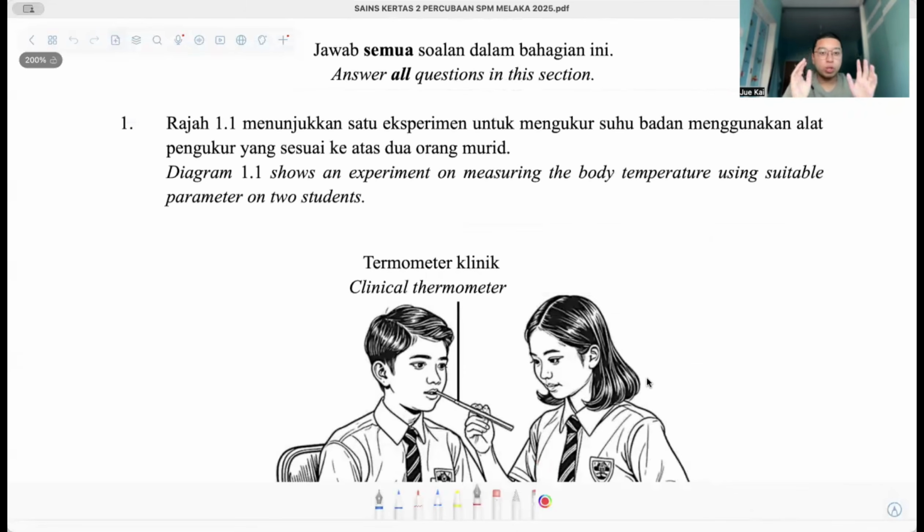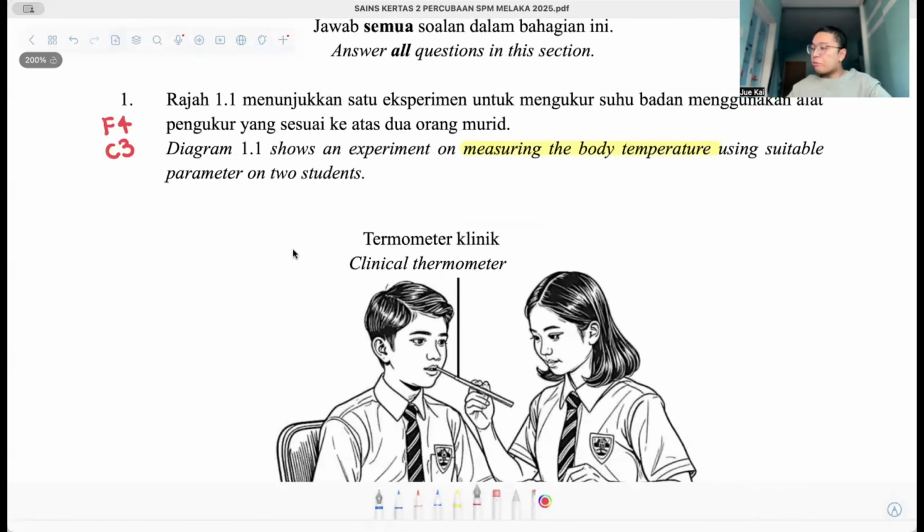Diagram 1.1 shows an experiment on measuring the body temperature. When I saw the words measuring body temperature, I already know this is under Form 4, Chapter 3. So let me tell you what you need to know about Form 4 Chapter 3. It is the first chapter that has experiments in Form 4.